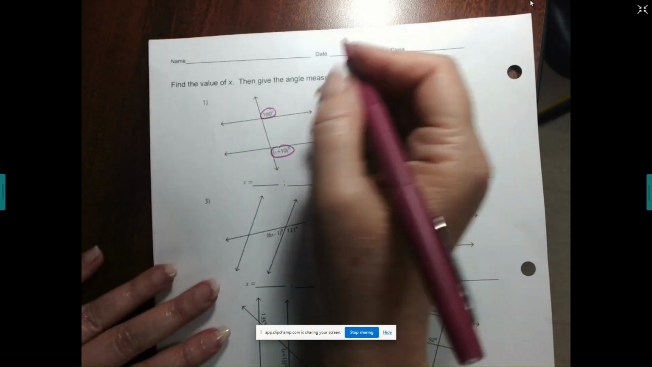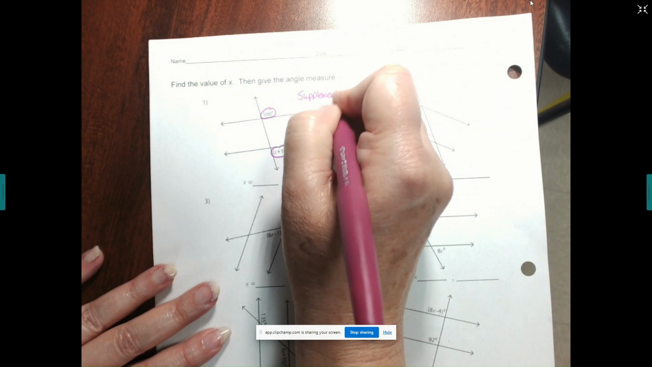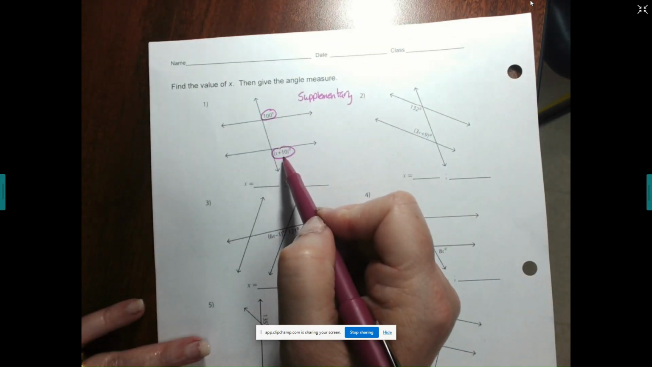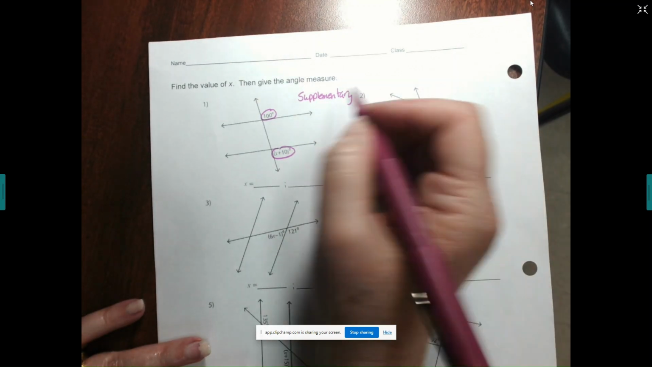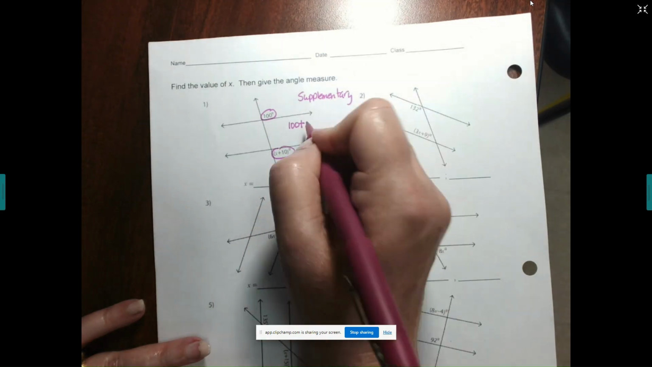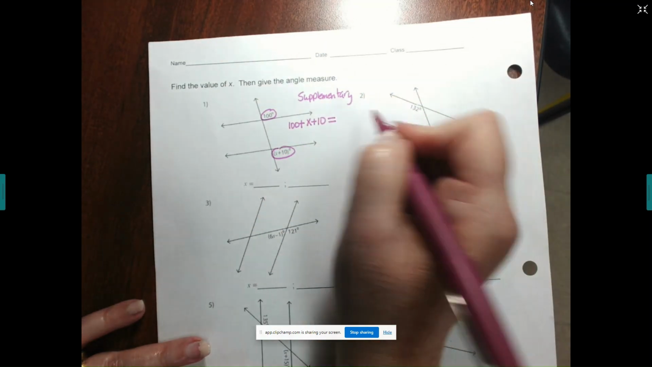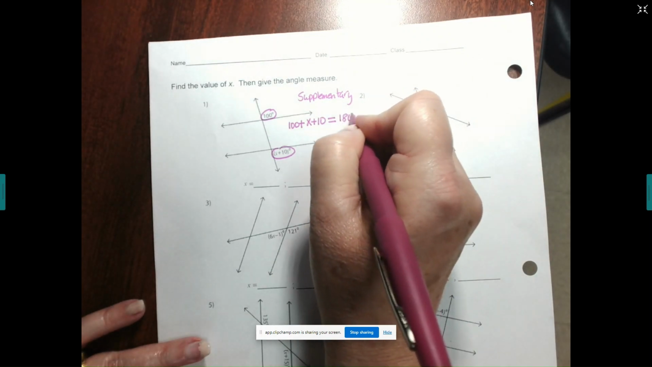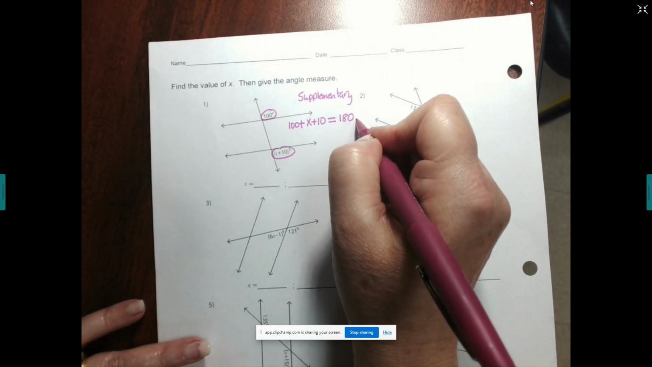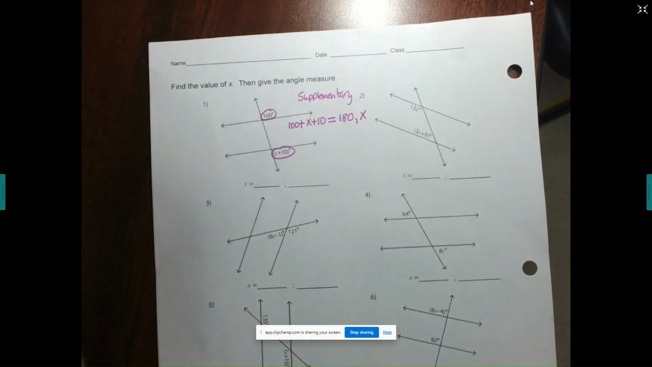So if they're not the same, that means that they're supplementary. Which means that this plus this has to add up to 180 degrees. I'm going to write that. 100 plus x plus 10 has to equal 180 degrees. Then we solved this in class. Remember, we put this into nSolve, comma x, and we got x equals 70.